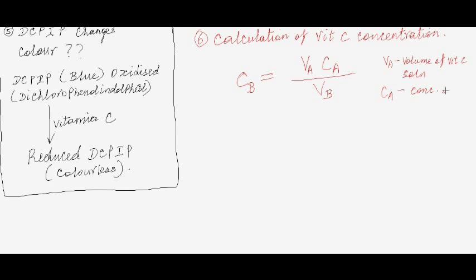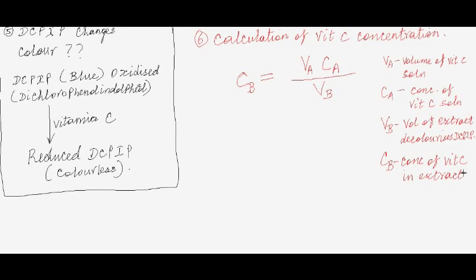And VB is the volume of extract that decolorizes DCPIP. And that would give you the concentration of vitamin C in the solution or in the extract. So CB is the concentration of vitamin C in the extract. And that's how you would actually calculate the concentration of vitamin C in a solution. What are the other factors that could influence the concentration of vitamin C? We'll discuss that in the next section.